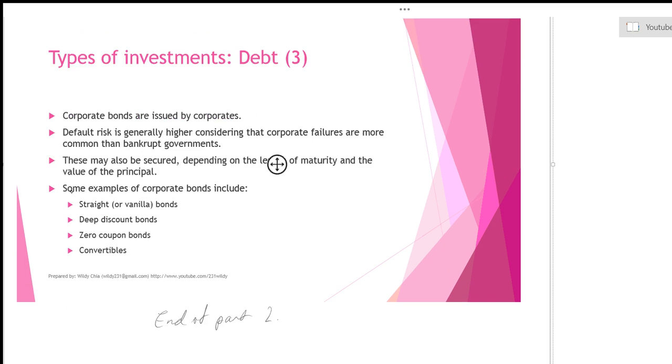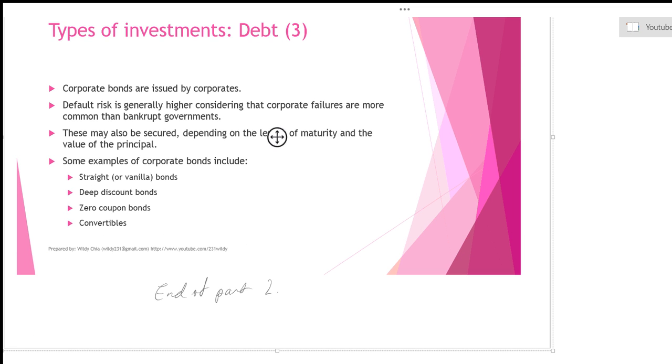Corporate bonds are a bit more interesting, right? These are issued by corporates. Default risk is of course higher because corporate failures are more common than bankrupt governments, right? So depending, corporate bonds may be secured depending on the length of maturity and also the principal, right? The size of the principal. Some examples of corporate bonds include straight bonds. Straight bonds basically are those that pay coupons regularly, right? That's what it means, right? So coupons are payable regularly until the time when it matures.